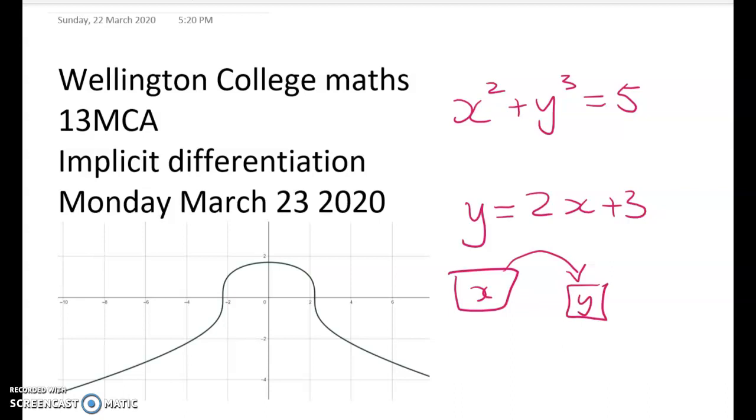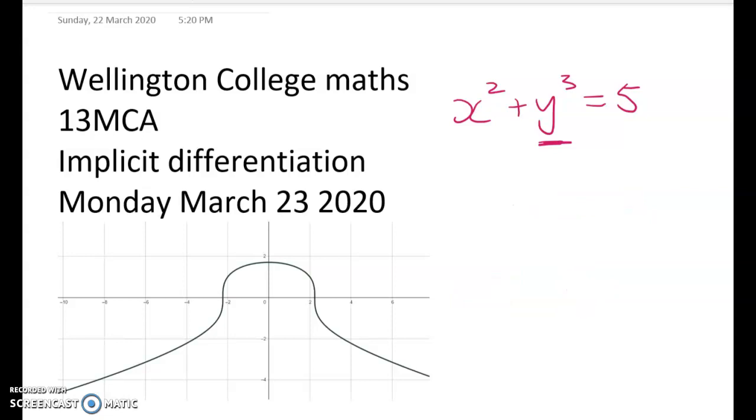When we're doing implicit differentiation, it's usually because we can't see that link as clearly. But the two that I'm going to start with are ones where we can always do what we used to do and make y the subject. So we're going to look at how we would find the slope of the curve using our old methods first. So let's take it and rewrite it as y cubed is equal to negative x squared plus 5.